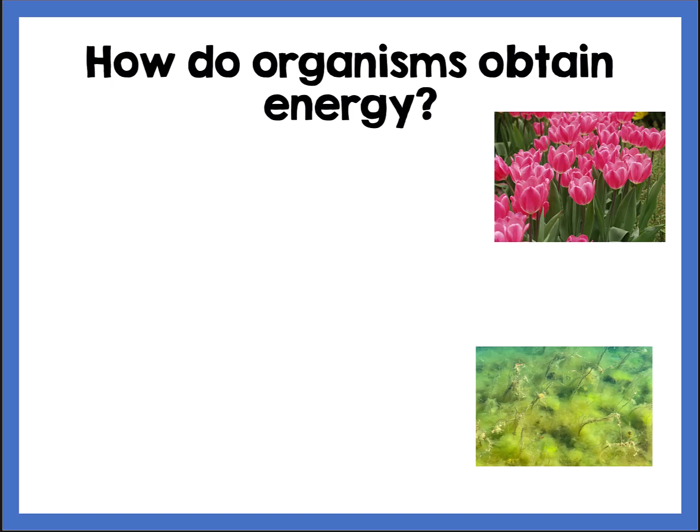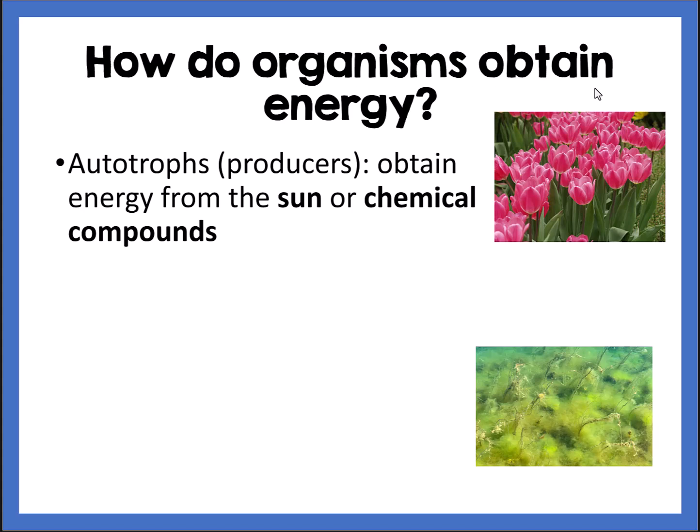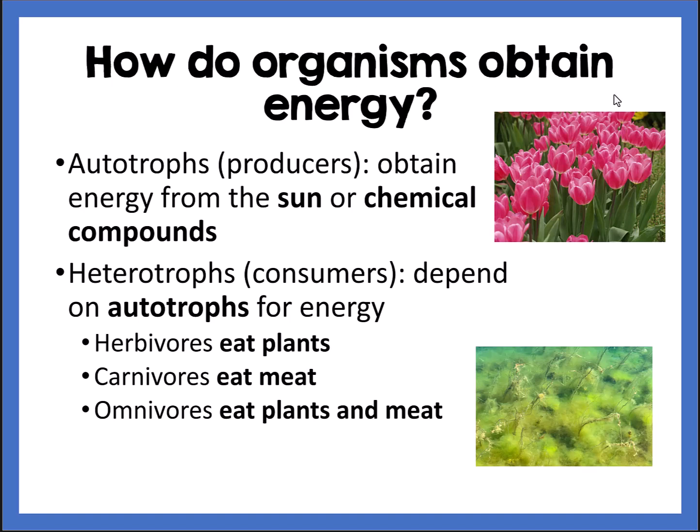One of the ways that organisms interact with the environment around them and with other organisms is in the way that they obtain energy. Autotrophs, which are otherwise known as producers, obtain energy from the sun or from chemical compounds. So they make their own energy from sunlight or from chemical compounds through photosynthesis or chemosynthesis. Heterotrophs, otherwise known as consumers, depend on autotrophs for energy.